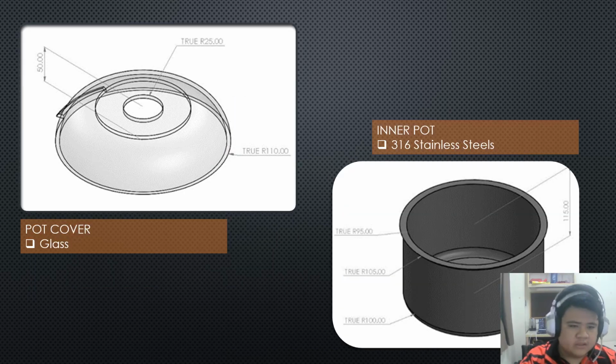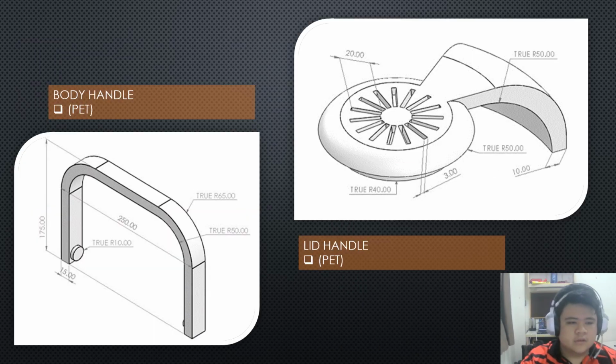And here we can see a drawing of the pot cover, which is made of glass, and the inner pot, which is made of 316 stainless steel. So now we can see the body handle and lid handle drawings, which are also made of PET, or polyethylene terephthalate.